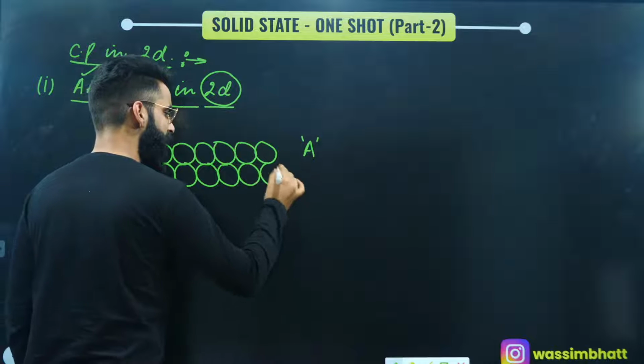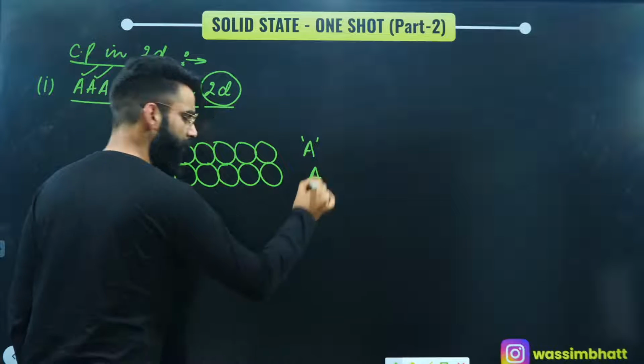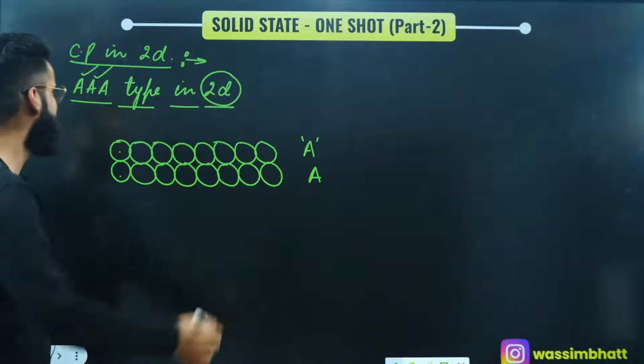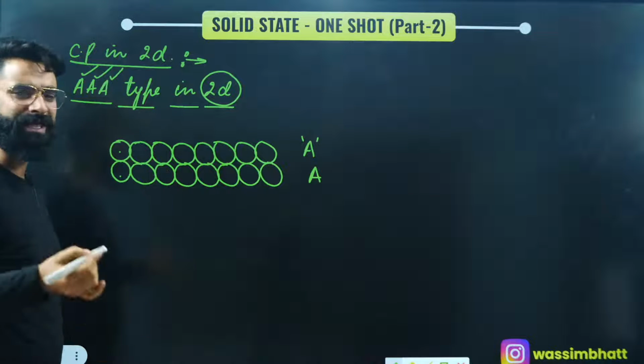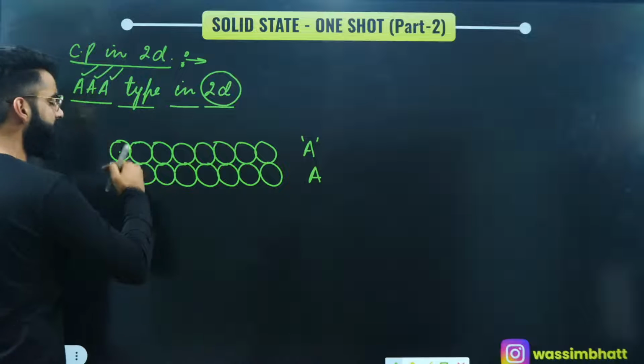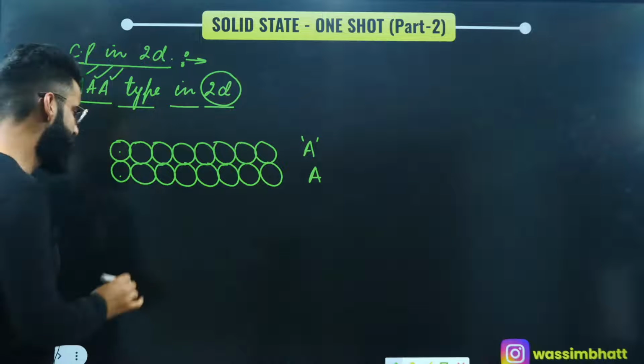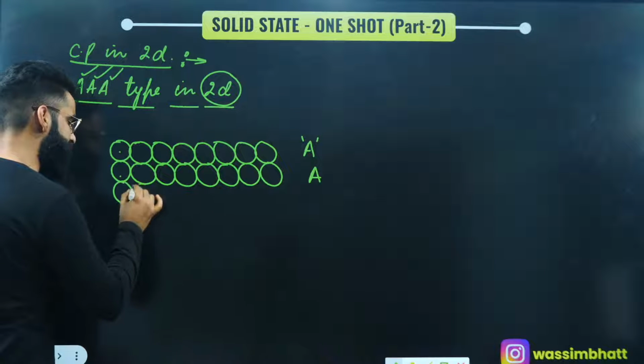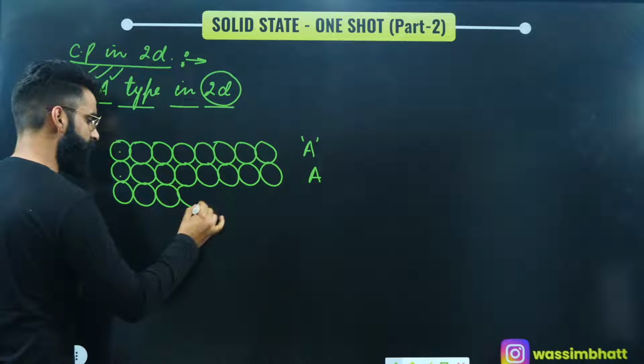Then only I can call this row of particles again as row A, right? Now people, the name of the third row again is row A, as you can see over here. So the third row must be identical to that of the first and the second row, so I'm keeping the third row particles exactly below the first and the second row particles.